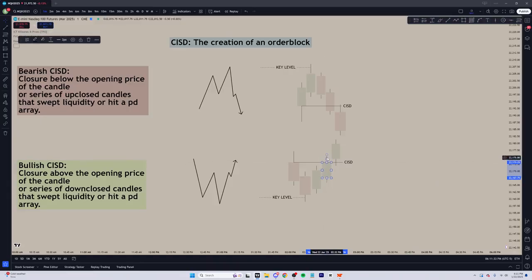So this right here, guys, was not a change in state of delivery. This candle is not a change in state of delivery, not until we get a body closing above this, which makes this a true change in state of delivery. And then this gets respected. As you can see, we then trade back into it with this wick, and then price delivers higher.